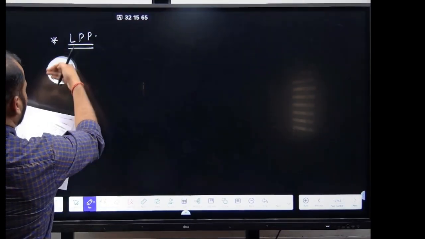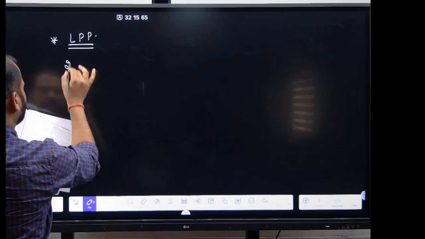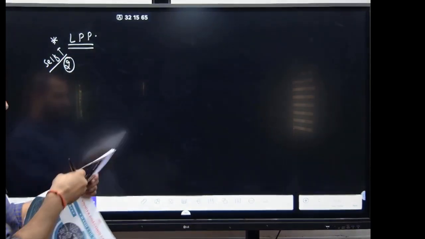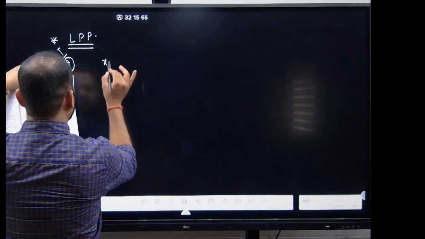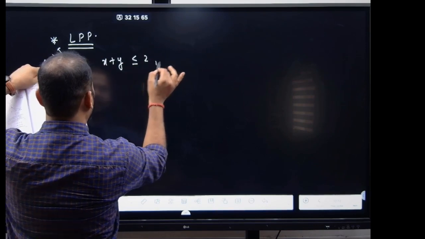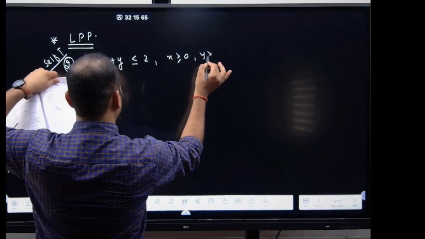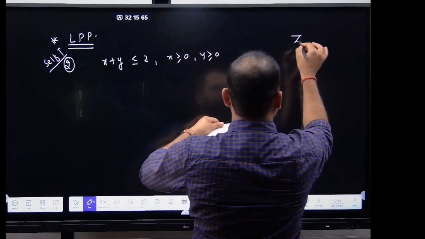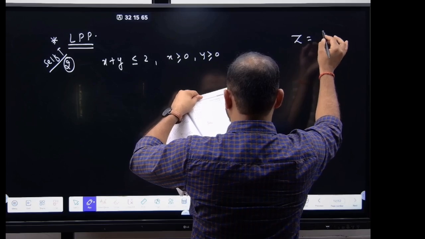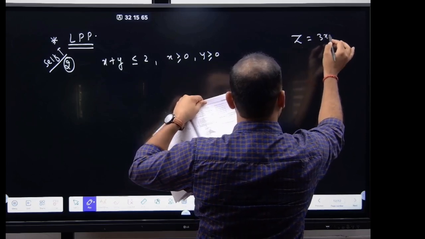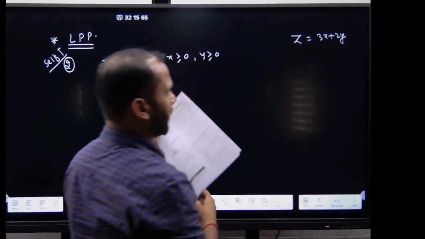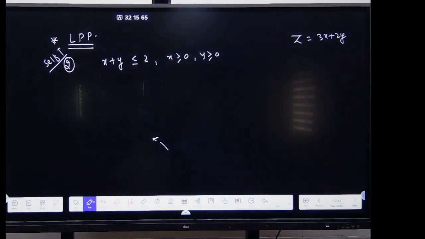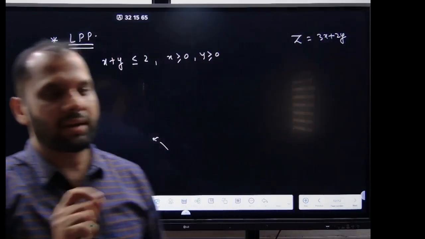Okay, so I'll solve question number 2 from the self test. If some constraints are given to you, if x plus y is less than 2, x is greater than 0, y is greater than 0, these are called constraints, right? Then the maximum value of z, whichever you want to maximize, here is 3x plus 2y. I want to maximize z. So for that purpose I need x and y, right? How to calculate x and y? We have to calculate the corner points of the constraints.